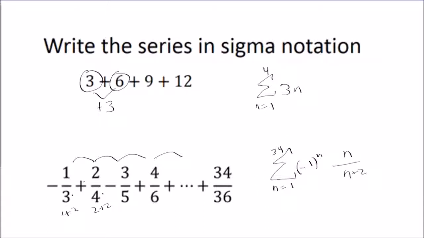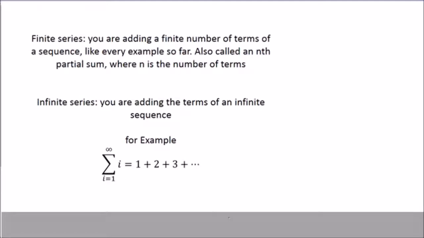Okay, there's one other thing I want to point out today. We've been dealing with finite series. We've been adding those up a finite number of terms, whether it's 6 terms or 34, whatever it is. There are some other vocab terms for that. It's called an nth partial sum. You'll see that in your textbook, and so that will come up.